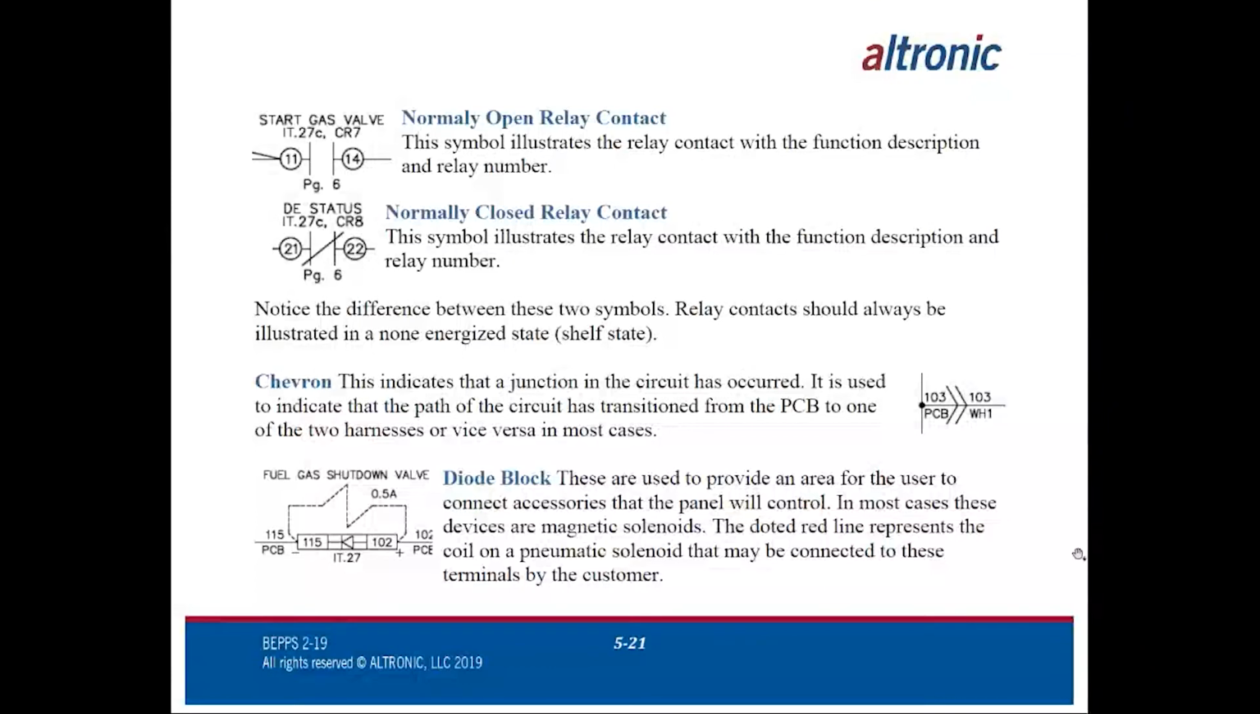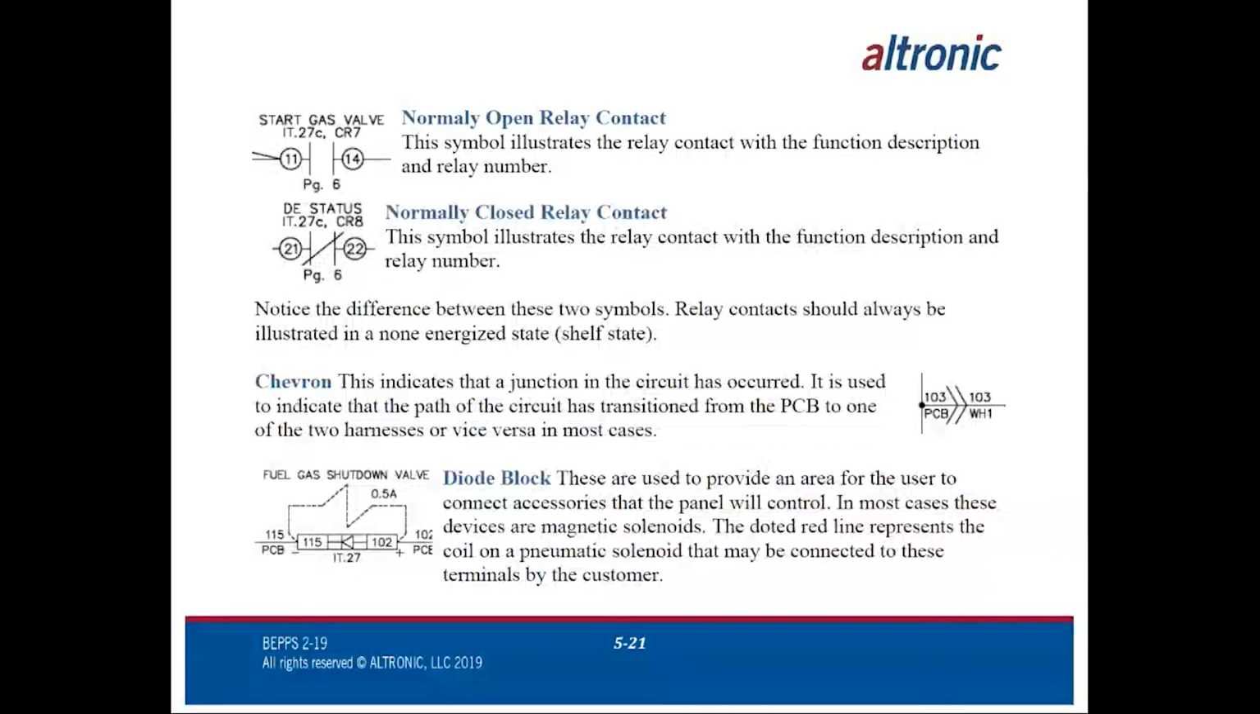So now, you're not going to see this in a lot of drawings unless they do have these PCB boards that I've been telling you about, but we're going to talk about them anyway. Chevron. This indicates a junction in the circuit has occurred. It's used to indicate that the path of the circuit has transitioned from the PCB, that little relay PCB board or flex panel PCB board that I've been calling it, to one of the two harnesses or vice versa in most cases.